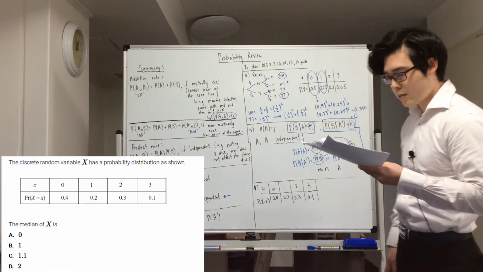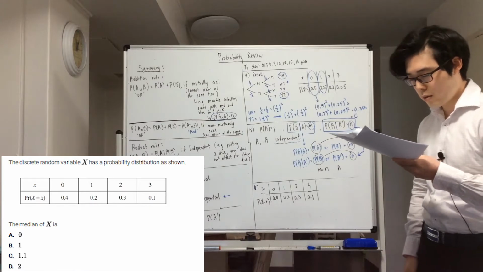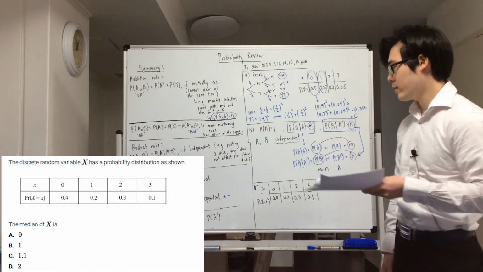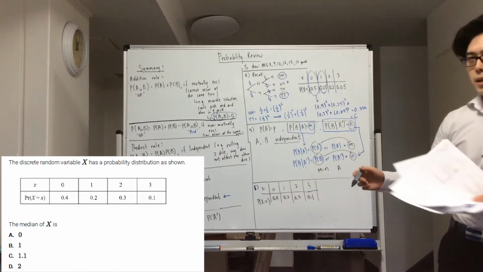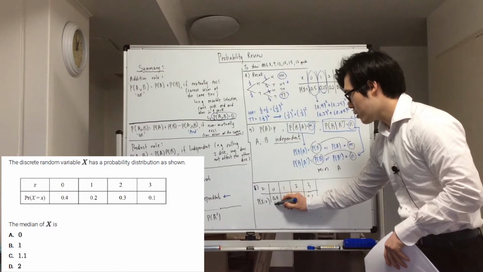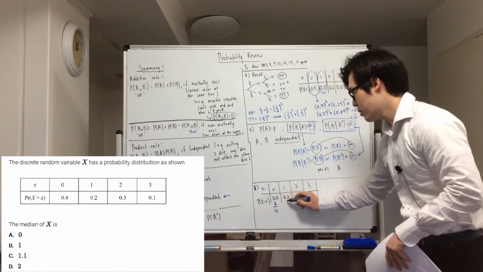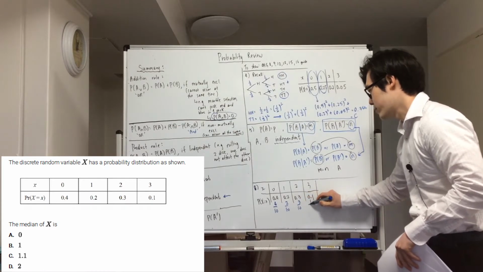The discrete random variable X has a distribution as shown, the median of X. Okay, so we haven't actually done a question like that. So they want you to find the median from this table. This is how you look at it. Instead of 0.4, this is 4 over 10, yeah, as a fraction. This is 2 over 10, 3 over 10, and this is 1 over 10.